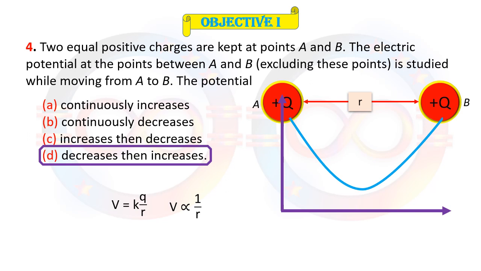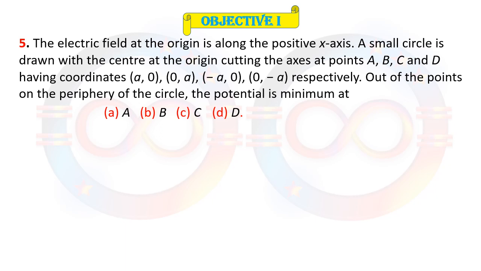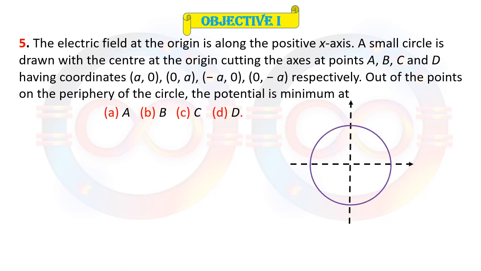So for that hit and trial method also you can click the correct option. Question number 5. The electric field at the origin along the positive x-axis is given. Electric field is along x-axis. There is a small circle which is drawn by taking 4 points A, B, C and D, and the coordinates of the 4 points are given.